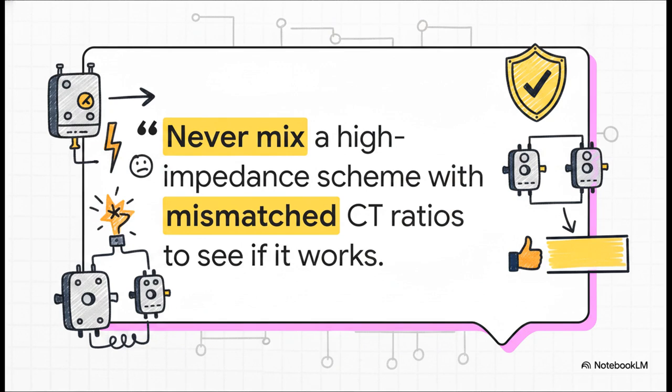Since high impedance doesn't have software compensation, you are guaranteeing a false trip, or worse, you're going to fry some components. In older brownfield retrofits where you might have legacy CTs with mismatched ratios, low impedance REF isn't just a compromise, it's literally the absolute, correct, and often only workable choice.